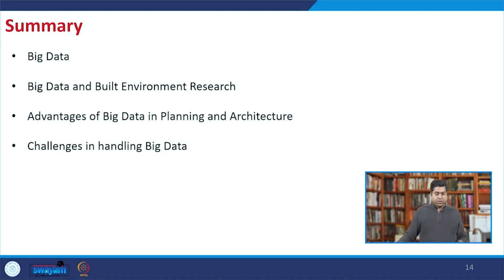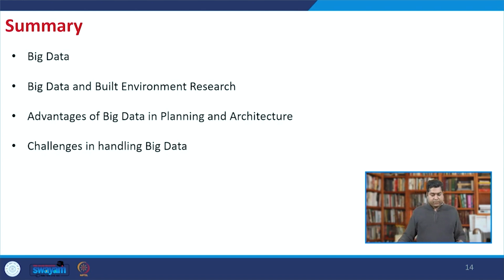Now we have discussed big data and built environment research, where spatiotemporal research can be done. I have also given you some case examples where they have used check-in data, or they have used mobile data to find out the points of attraction, or you can say the zones where people are making more travel on a particular day or time. And also we have discussed various methods by which you can perform those analyses. It has application in both planning and architecture.